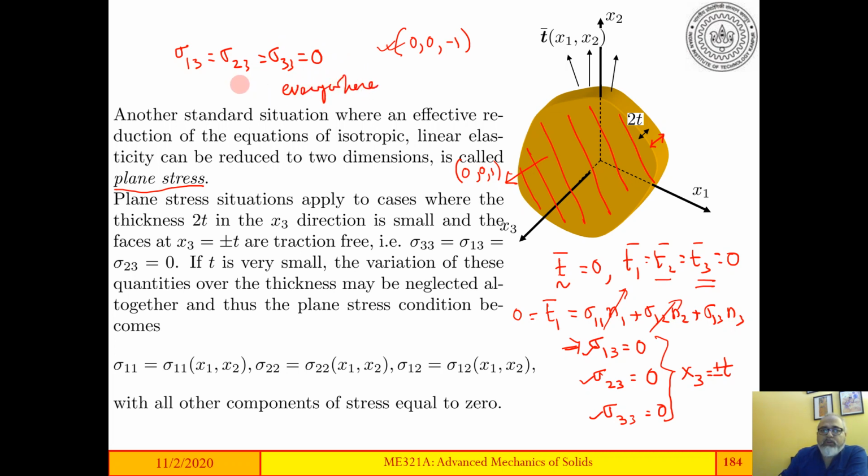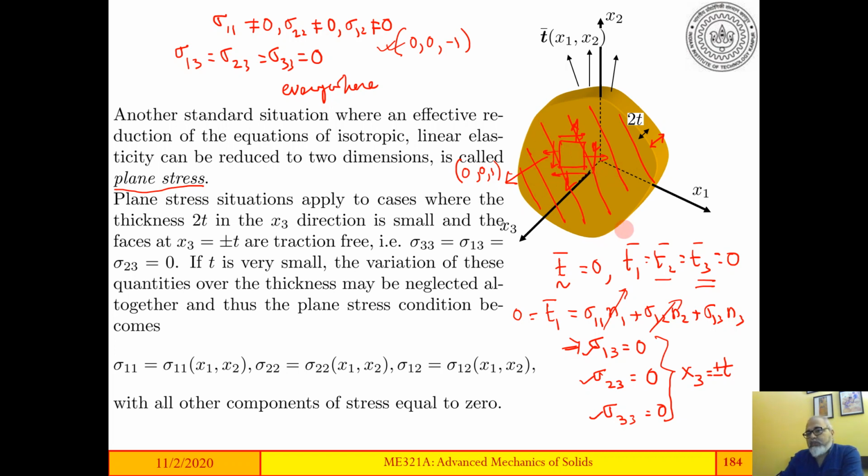Okay, so if we take them to be 0 everywhere, the stresses that can be non-zero are sigma 1 1, sigma 2 2, and sigma 1 2. And now you can see that the stresses, this is sigma 1 1, sigma 2 2, and sigma 1 2.